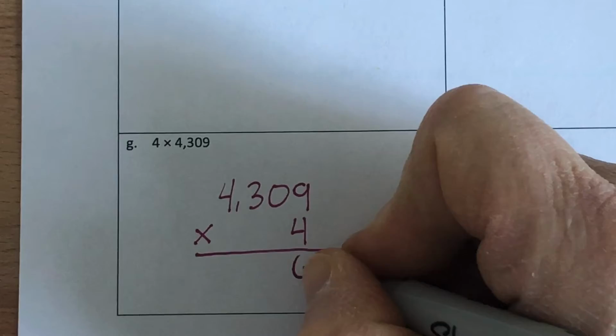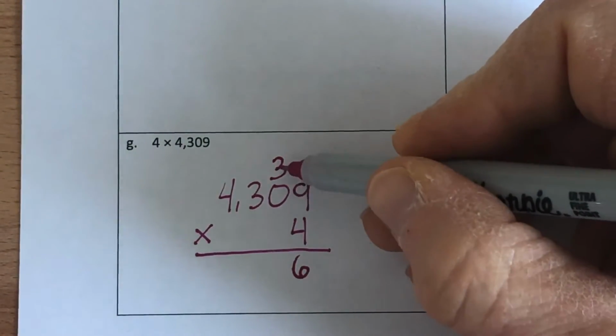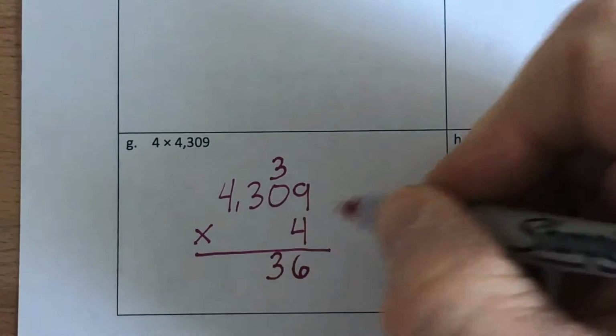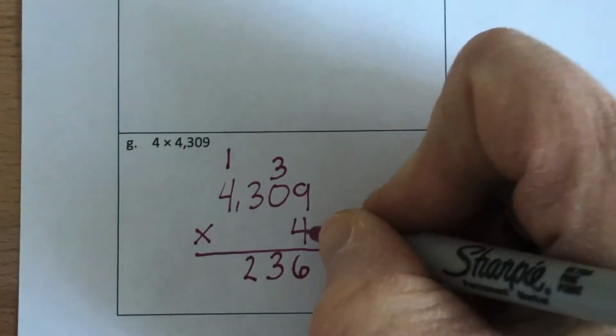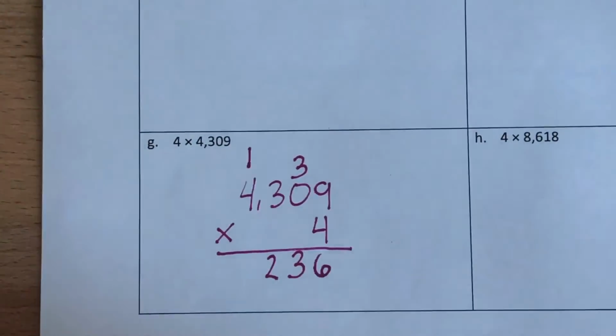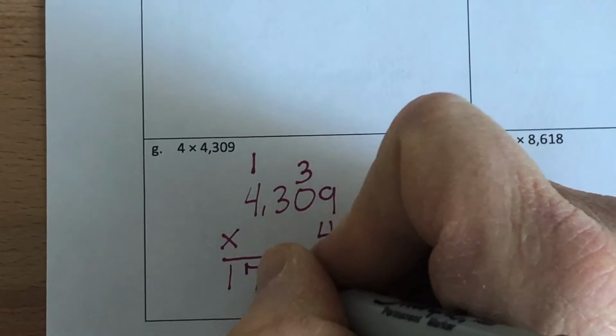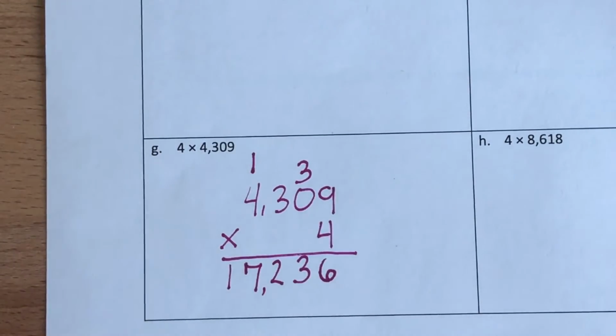I put down my 6. I carry my 3. 4 times 0 is 0. Plus 3 is 3. 4 times 3 is 12. Put down the 2. Carry the 1. 4 times 4 is 16. Plus 1 is 17. Okay, so it ends up being 17,236. Okay? All right. So, do your best here and make sure you're carrying the right numbers. Make sure you're adding the numbers after you do your multiplication, and you should be all set.